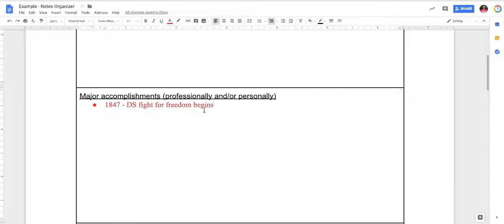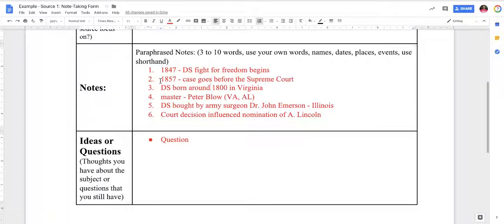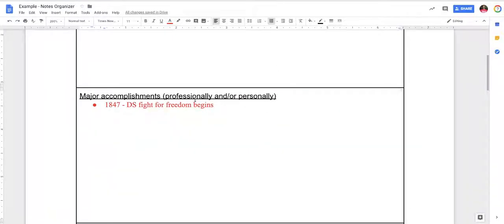If my partner has the same note, he or she doesn't need to place it in here. Remember, you're sharing a Google Doc. Then I go back to the next one. It says 1857, case goes before the Supreme Court. Well, that's again major accomplishments, because that's the big thing from Dred Scott's life.